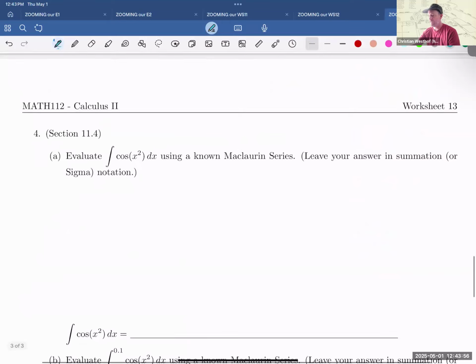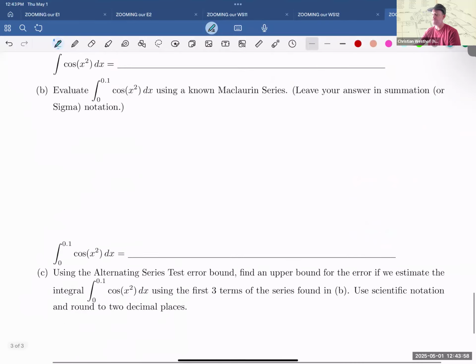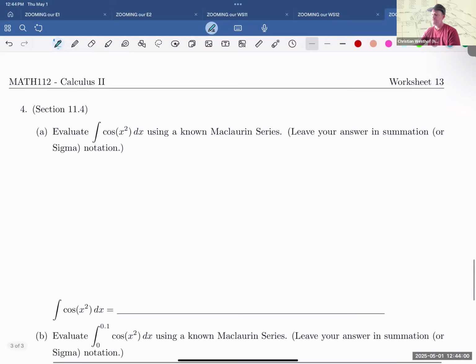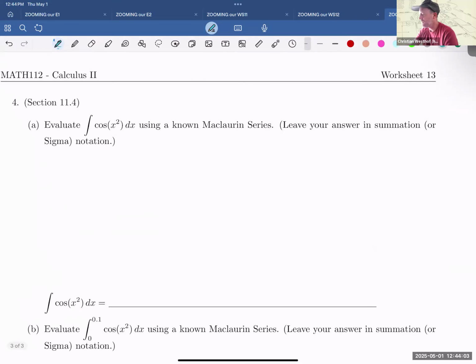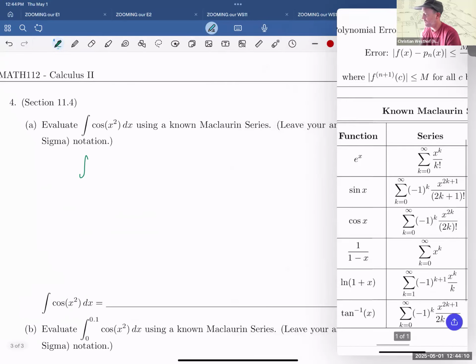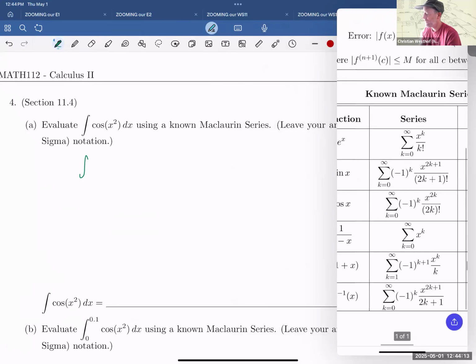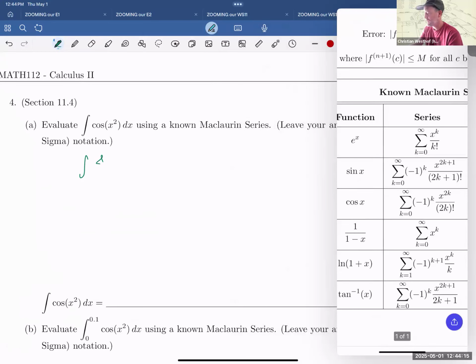All right. Moving on, evaluate. I think this is our last one. Awesome. Evaluate the antiderivative of cosine x squared. Okay, that has no antiderivative, so switch out cosine x squared for its known power series. Again, that would be the sum from k equals 0 to infinity, negative 1 to the k, input x squared, so x squared to the 2k, all over 2k factorial with a dx.